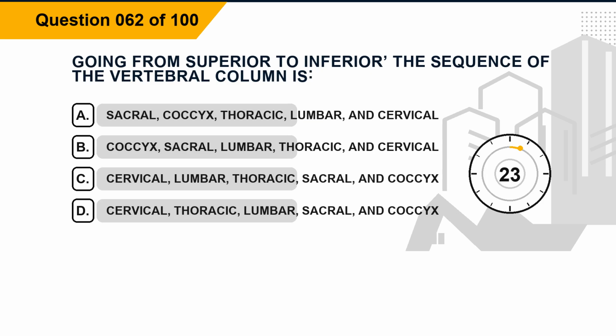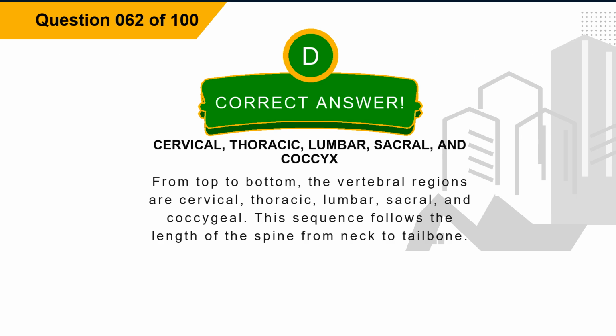Question 62. Going from superior to inferior, the sequence of the vertebral column is Option A, sacral, coccyx, thoracic, lumbar, and cervical. Option B, coccyx, sacral, lumbar, thoracic, and cervical. Option C, cervical, lumbar, thoracic, sacral, and coccyx. Option D, cervical, thoracic, lumbar, sacral, and coccyx. The correct answer is option D, cervical, thoracic, lumbar, sacral, and coccyx. Explanation. From top to bottom, the vertebral regions are cervical, thoracic, lumbar, sacral, and coccygeal. This sequence follows the length of the spine from neck to tailbone.